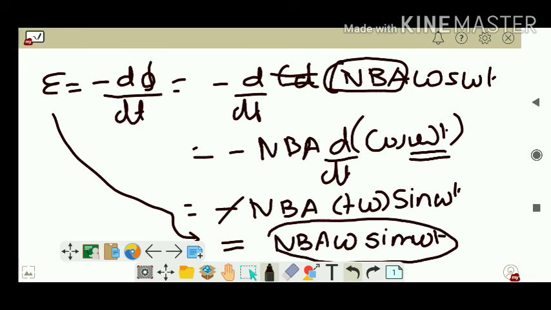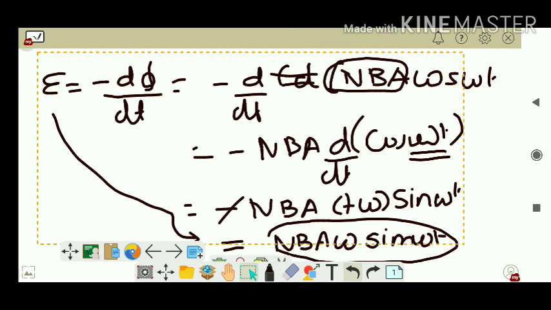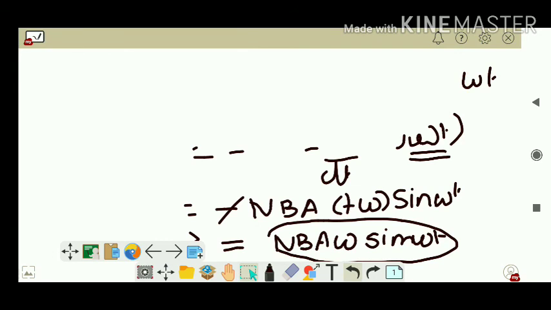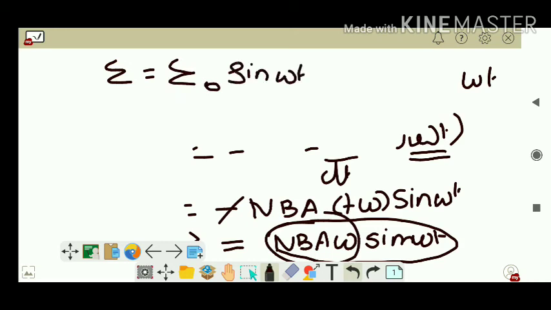Clear? So that means here I am going to introduce another term, guys. Remember, in place of NBA omega, I am going to write another term, epsilon naught. So epsilon equals epsilon naught sin omega t. This is a mathematical expression, guys. This much expression is not there in your textbook. I am explaining it because you can relate it with your +1 portion.